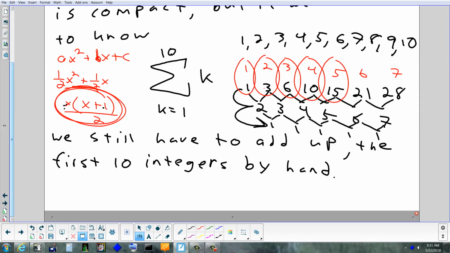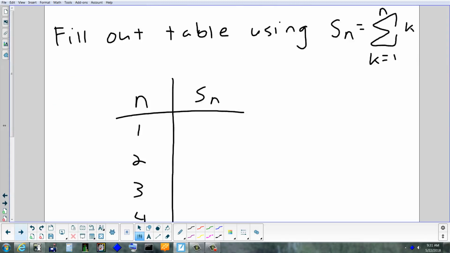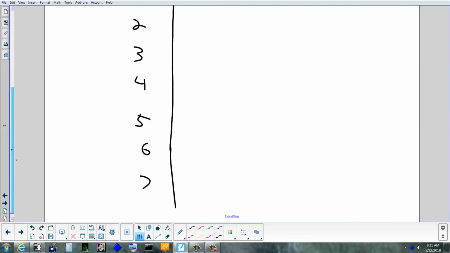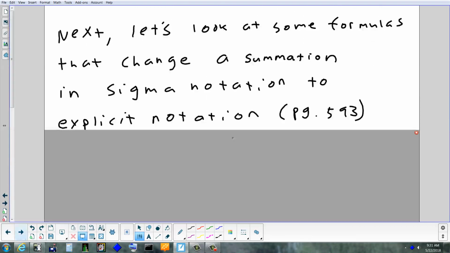All right, so even though we've said this is a compact notation, you still have to do it out by hand unless you can figure out a formula that allows you to get rid of the summation. So let's look at a few common ones. This is actually what we just went through, filling out the table. I just put it right here. I'm not going to go through all that again, finding the formula. Now we'll look at some common formulas, including the one we just did. But there's actually one that's even a little easier than that.